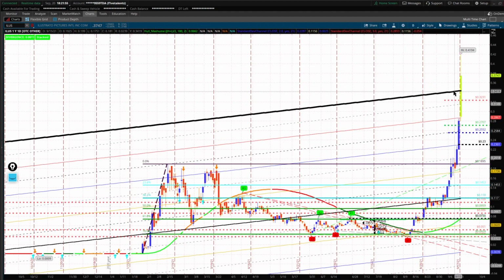We are above this big black line, the fourth deviation. It only holds over the fourth deviation around 0.02% of the time. So that is something to think about, that it might come back down under this line. Tomorrow we will wait and see. But overall, there's a lot of really good things about ILUS.